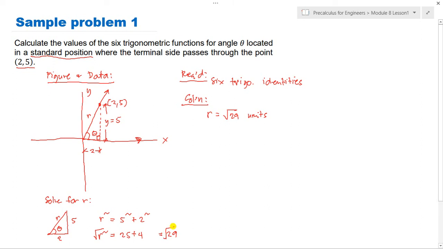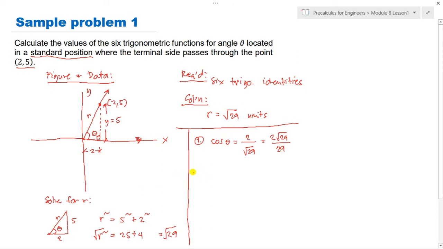Since we already have r, we can now solve the 6 trigonometric functions. Let's start with the cosine. Cosine of theta is equal to x all over r, right? Our x here is 2, our r is square root of 29, so that is 2 over square root of 29. You can also rationalize this, so this will equal 2 square root of 29 all over 29.